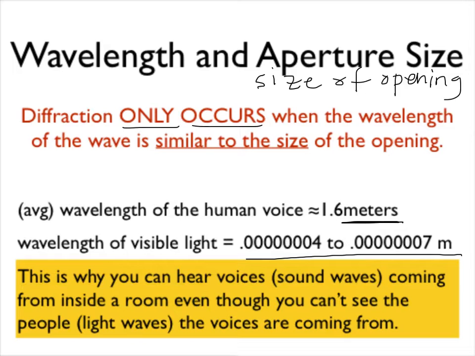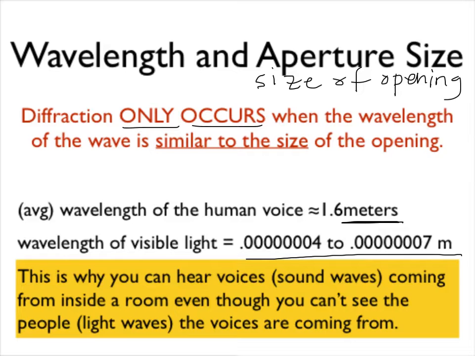The wall is the barrier, the doorway is the aperture or the opening. And because the sound wave is similar to that opening size, sound waves are bent. They are refracted as they move through that door. And so it allows those sounds to be bent around corners.